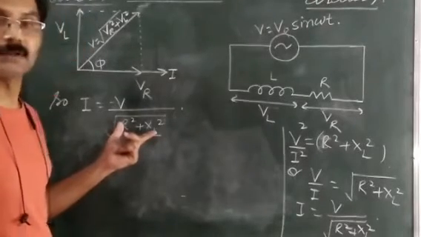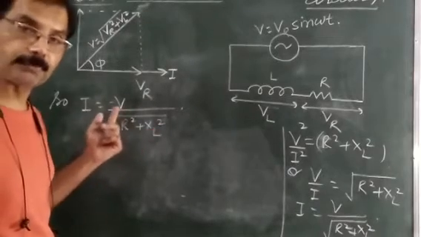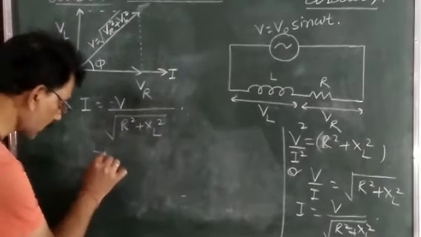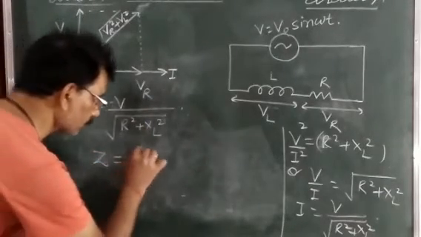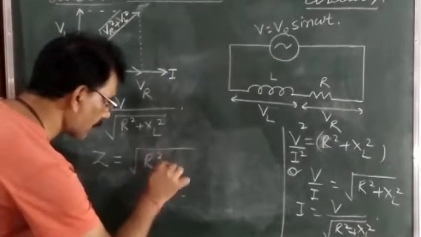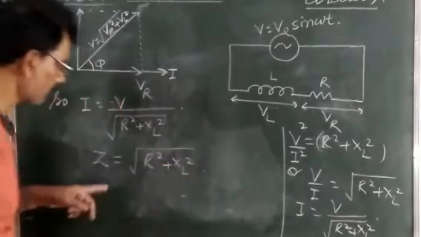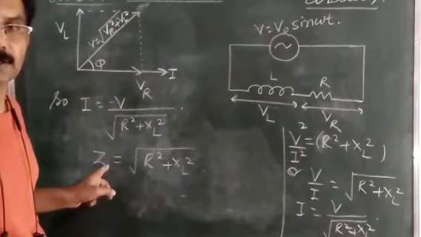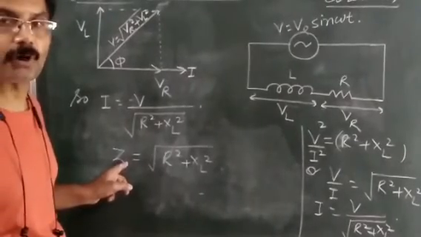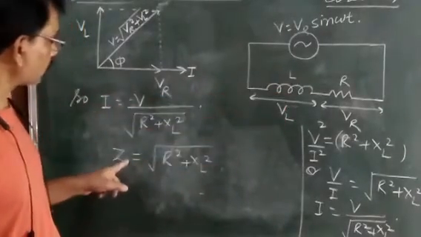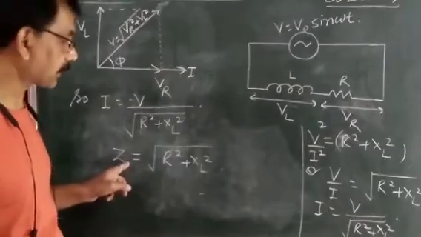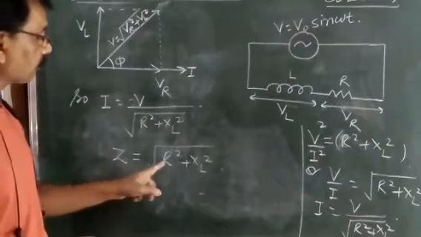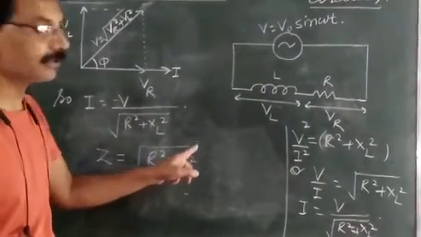This one is called the impedance of that circuit, and it is denoted by Z. So the impedance of this LR circuit, denoted by Z, is equal to root R square plus XL square. The role of Z is to oppose the flow of the current. It is the effective opposition in the flow of the current in this circuit. So the impedance of an LR series circuit is given by Z is equal to root R square plus XL square.